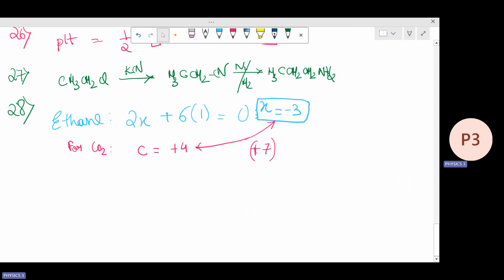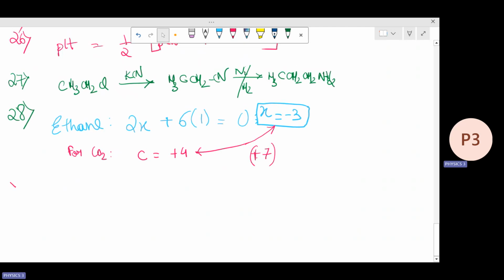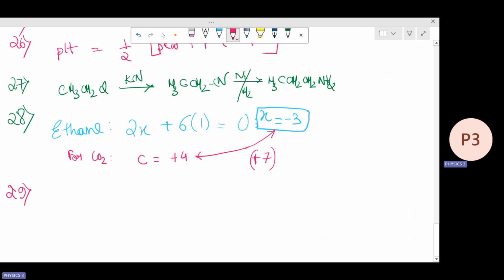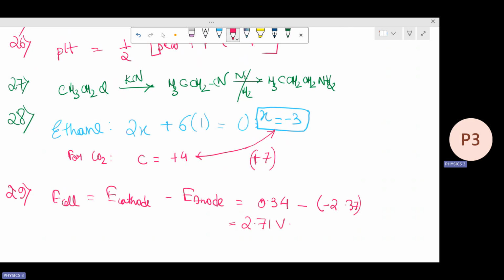Now next, they have given E cathode and E anode data. According to that data of question 29, we can follow that E cell is equal to E cathode minus E anode. In this case, 0.34 minus minus 2.37. How much will it come? It will come to 2.71 volts.